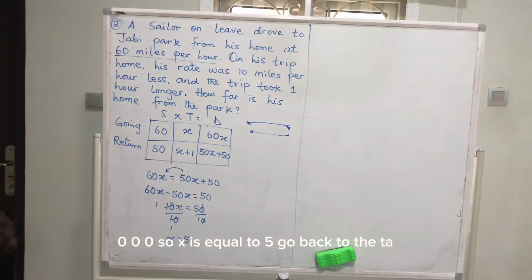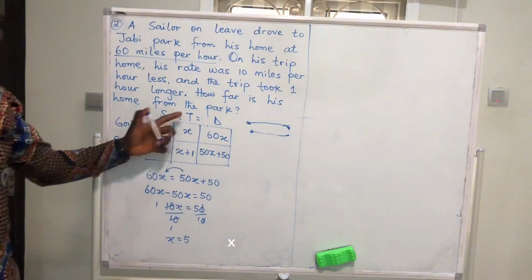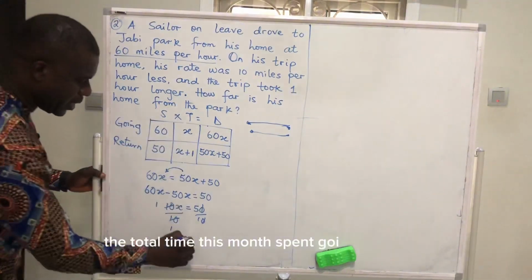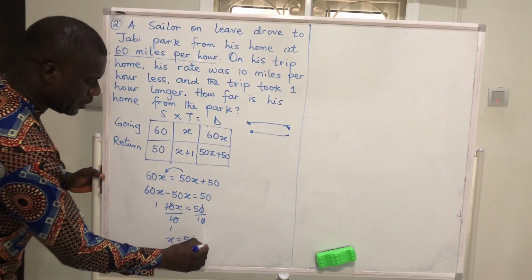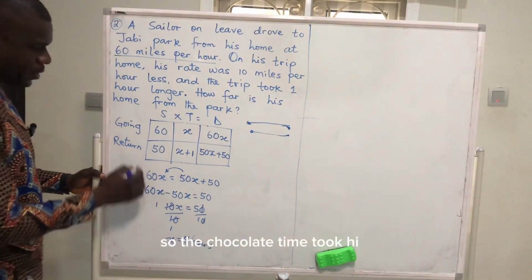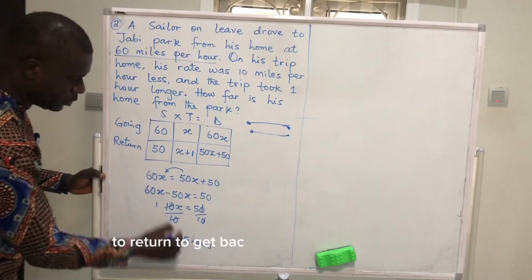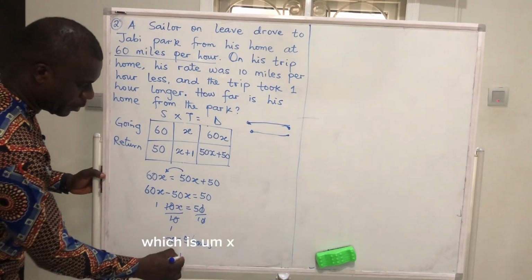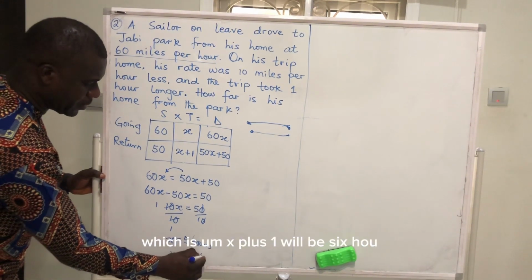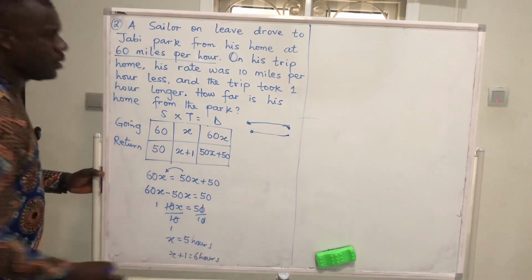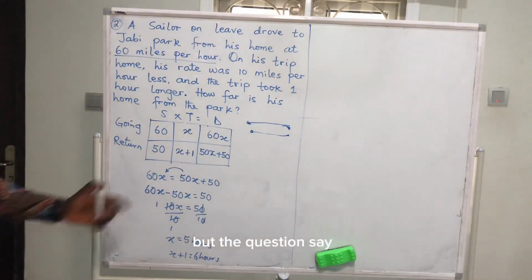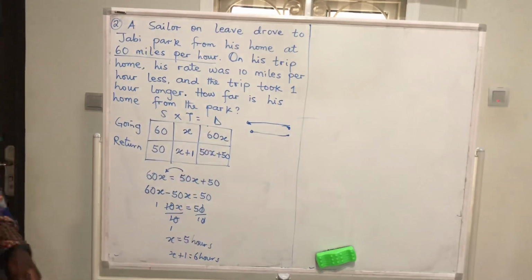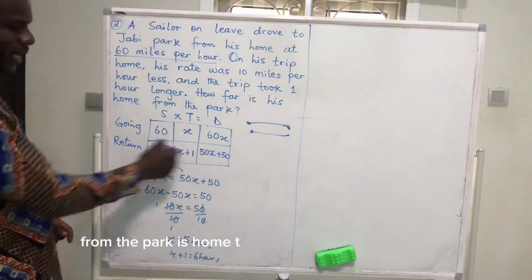Go back to the table. What is the meaning of x? x is time. So the total time this man spent going is 5 hours. So the total time it took him to return, to get back to his house will be 5 plus 1, which is x plus 1, will be 6 hours. But the question says, how far is his home from the park? From the park to his home, that's return.